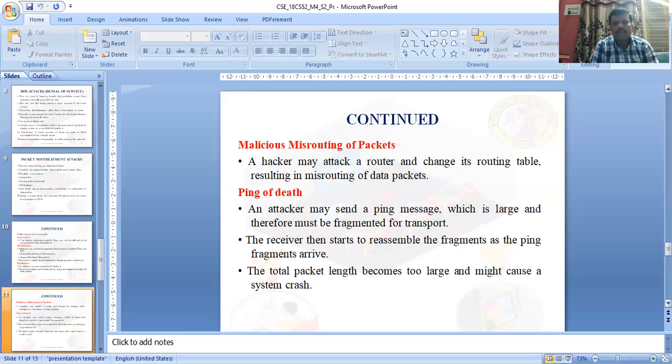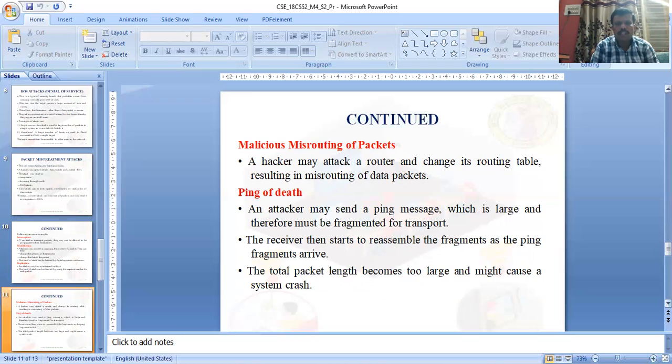Next is the ping of death. Attackers may send ping messages which are large and therefore must be fragmented for transport. The attacker uses the ping command with the destination IP address, and because the packet is large, fragmentation takes place.